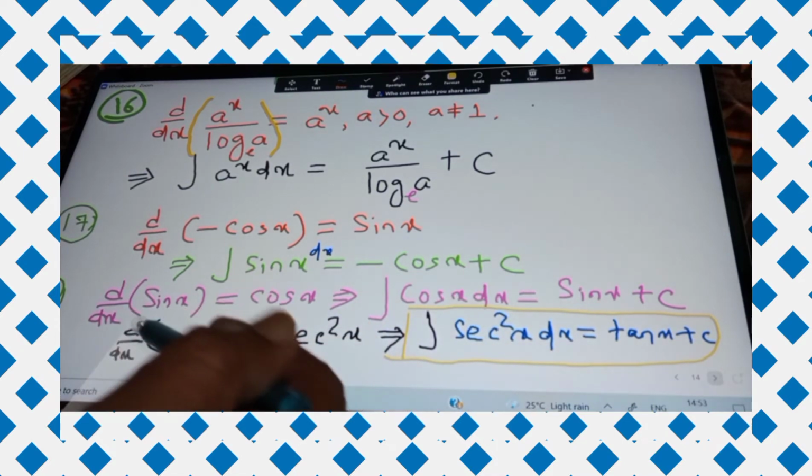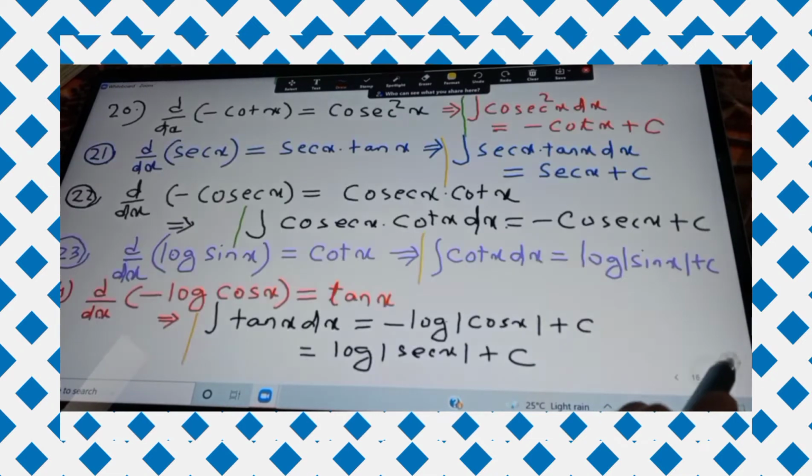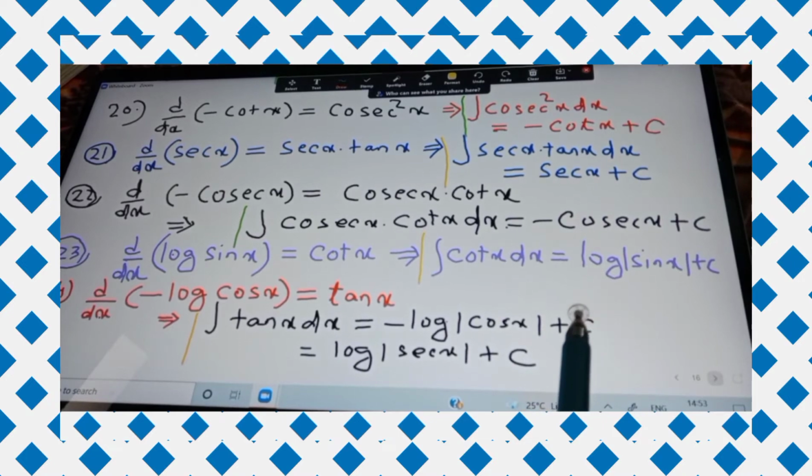The derivative of tan x is equal to sec square x. So the integration of sec square x dx is tan x plus c. Similarly, the derivative of minus cot x is cosec square x. So integration of cosec square x dx is equal to minus cot x plus c. These are the very vital formulas I am discussing, students.